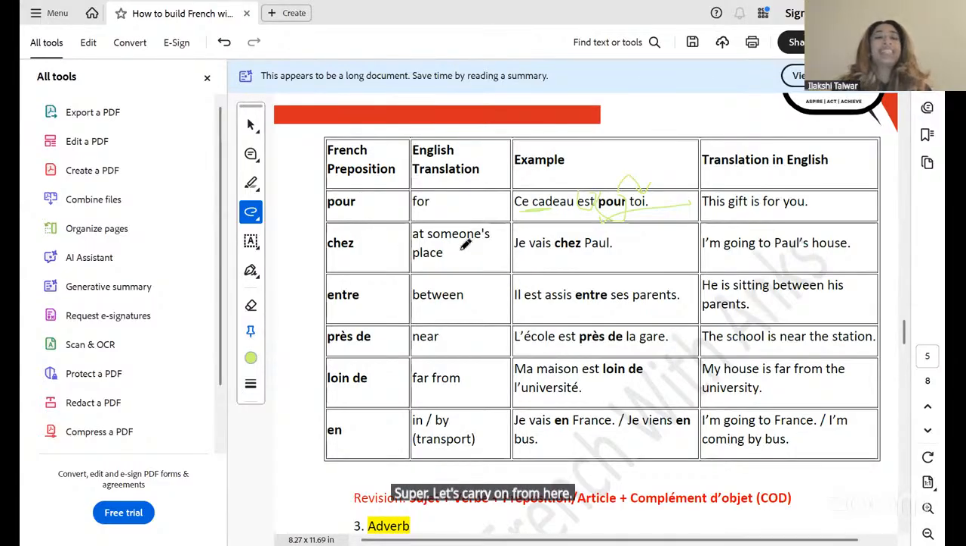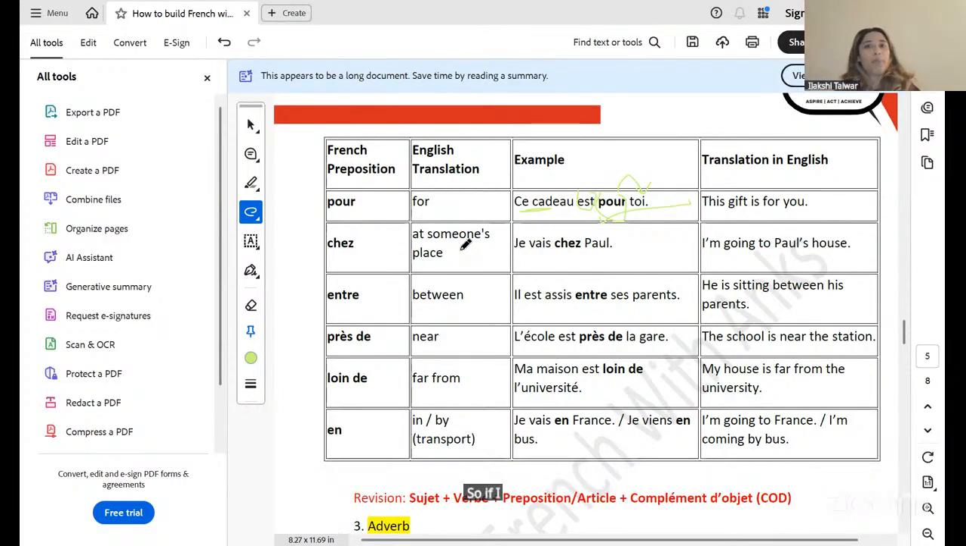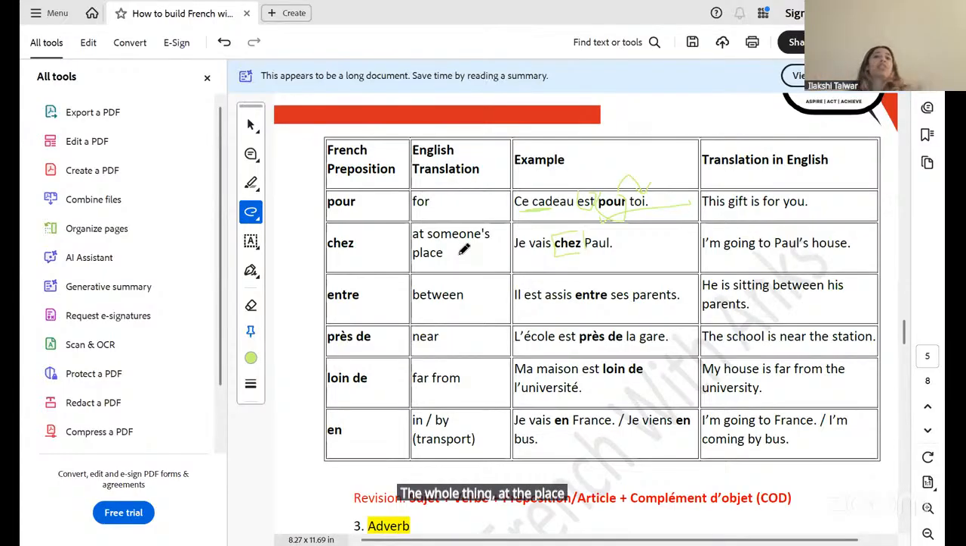Chez, at someone's place. So it's basically me saying at the place of. So if I say je vais chez Paul, it's I'm going to Paul's place. Now, chez in itself as a preposition is an excellent preposition because it suffices the whole thing, at the place of or at someone's place. So je vais chez Paul, it's I'm going to Paul's place.